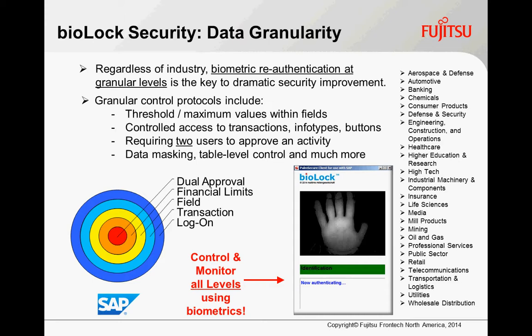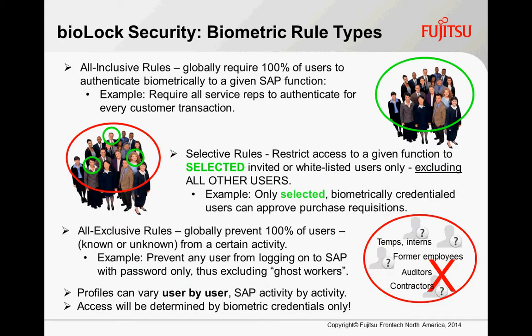We could even require that two trusted biometric users authenticate for certain critical tasks. All of these security checkpoints are enforced with the PalmSecure scan, so it's impossible for a user to cheat by borrowing a password. Another key dimension that bioLock brings to SAP security is the types of additional rules it lets you set on a user-by-user basis if necessary.